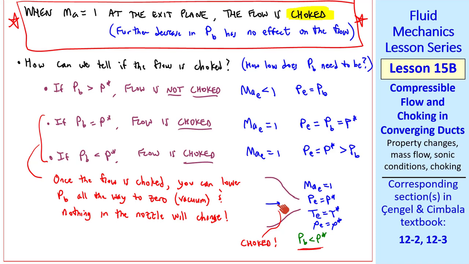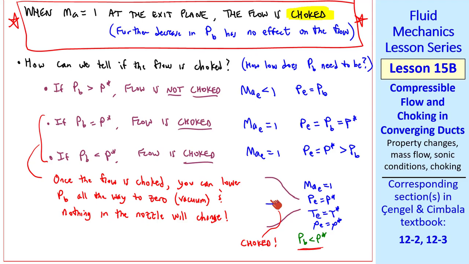Why? Because once the flow is sonic here, the flow upstream cannot tell that anything is changing downstream because of this so-called sonic barrier here. Pressure changes downstream cannot affect the flow upstream.